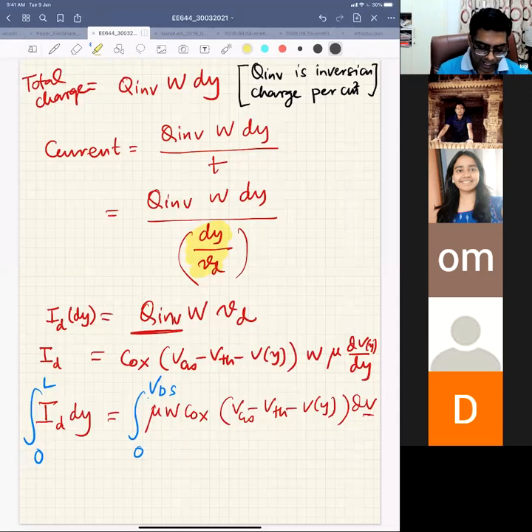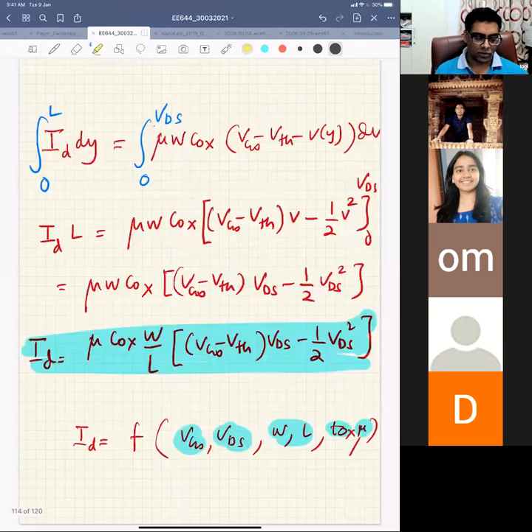Previously we had written that Q inversion is Cox times (Vgs minus Vth minus Vy), where Vy is the voltage in the y direction. To find the total current, I have to integrate from 0 to L on one side, and from 0 to Vds on the right-hand side. If I do this integration and put in the limits, my drain current will be mu Cox W by L times (VGS minus VTH) times VDS minus VDS squared by 2.